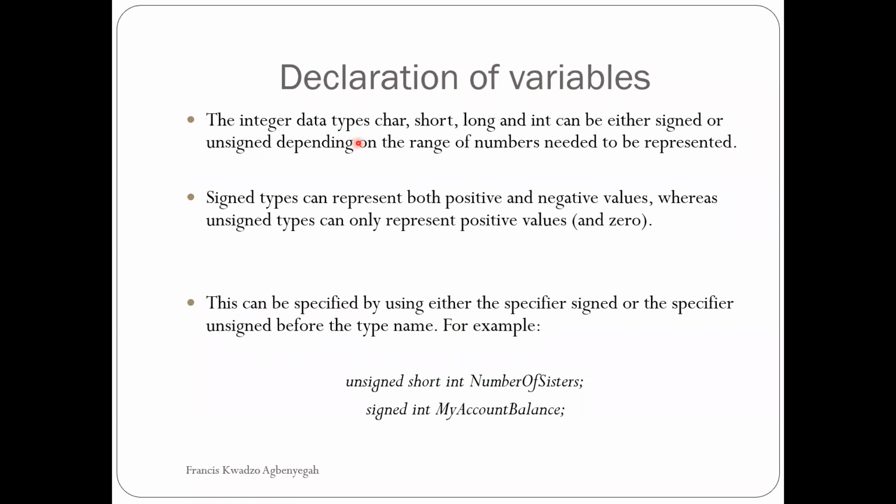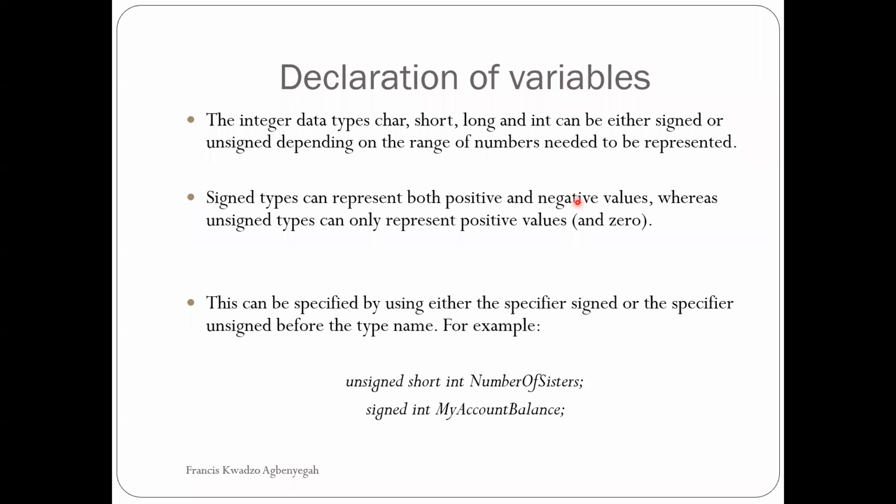Then the integer data types, char, short, long, int can either be signed or unsigned. What we mean by signed and unsigned is that you'll be dealing with negative values and positive values. Sometimes you need to show that a variable should contain both positive and negative numbers, or only positive numbers. How do you show that? You use either signed or unsigned, depending on the range of values you want to represent. A signed type can represent both positive and negative, so if you want both, it has to be a signed type.